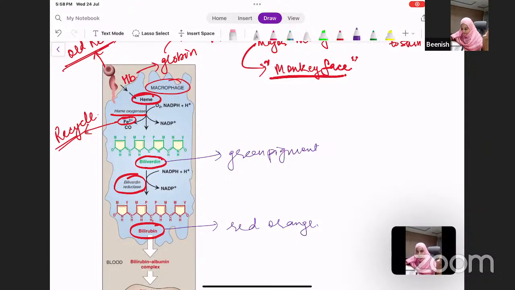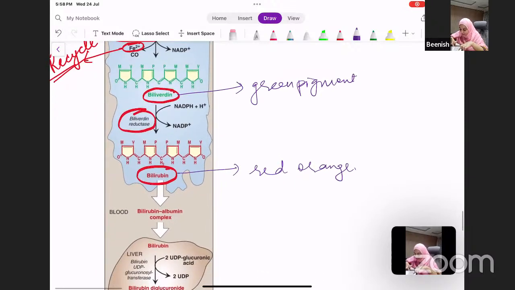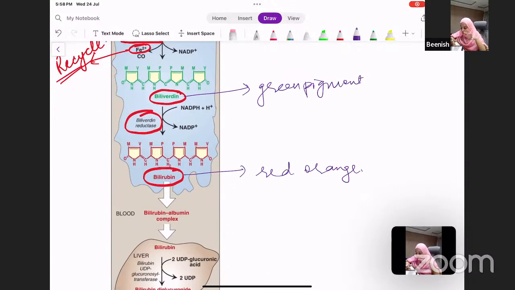So, and this is the major source of iron in the body, okay, and the other source of iron is through diet. And then your biliverdin is formed. This is linear in structure. And then this biliverdin, which is a green pigment, is acted upon by another enzyme, biliverdin reductase. So biliverdin is reduced to bilirubin.